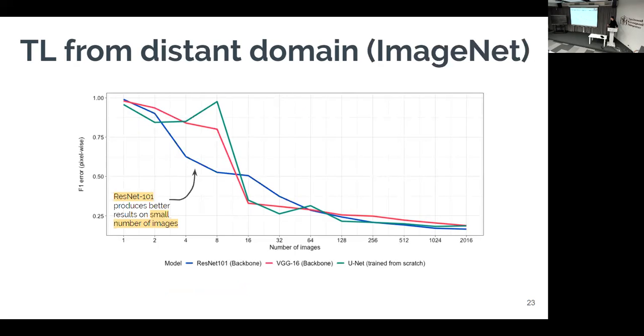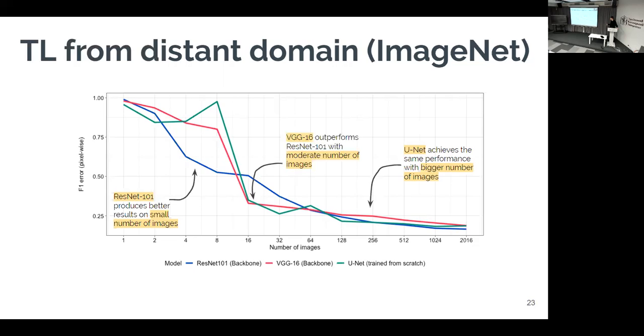So ResNet 101 produces better results on a small number of images. We can see that ResNet 101, a much bigger network, produces better results than VGG16 and UNet. But VGG16 starts to outperform ResNet 101 with a moderate number of images, which may be interpreted that the bigger networks are less adaptive for new tasks, and it's even more crucial if the task is significantly different. And the UNet achieves the same performance with a bigger number of images, which you can see here, starting from 256 images or even 128. But UNet is much, much smaller than ResNet 101, which has 67.3 million parameters, and UNet has 2.3, something like that, million parameters.